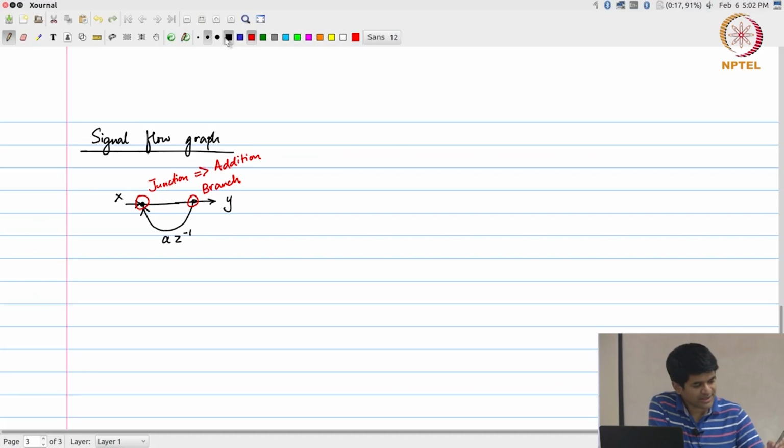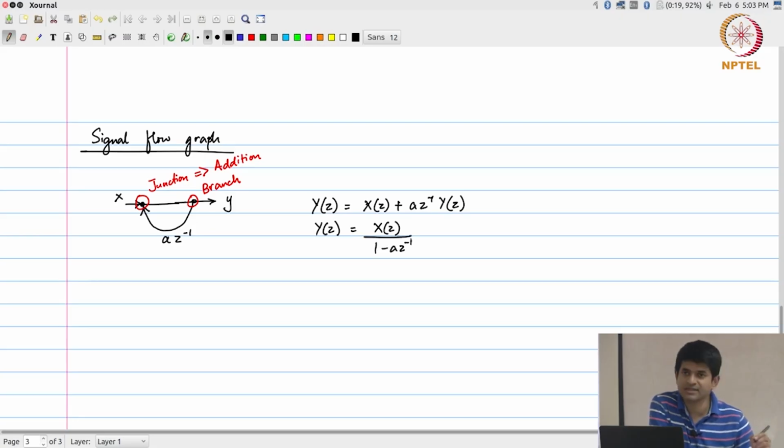Okay, using this, essentially what we are saying is that the addition at that branch will basically tell us that the functionality that's being implemented by this is y of z equals x of z plus a z inverse y of z. Okay, or rearranging the terms, we can basically see that y of z equals x of z by 1 minus a z inverse. This is the z transform of the filter that's being implemented. Okay, the IIR filter, so we can directly derive it in this way, right?